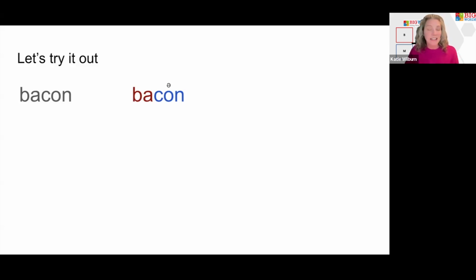I do want to say that sometimes people pronounce words differently based on dialect, based on location. If we think about how Australians pronounce words, there's a lot more schwas at the end of words. So not everyone is going to pronounce this the same way. So just keep that in mind as we go along.